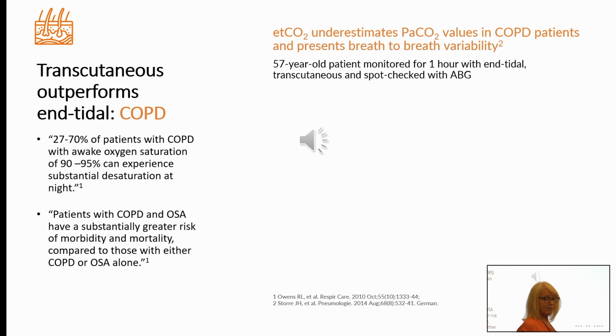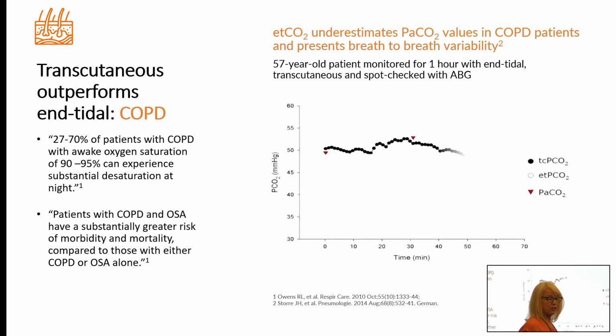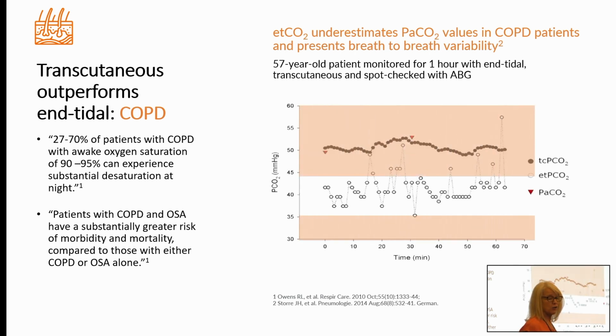Here we have a real-life example of a patient. It's a 1-hour tracing of a patient who has COPD. The dark line, hovering right around 50 millimeters of mercury, are going to be your transcutaneous data points. The white dots, ranging from 35 to 60, are your end-tidal measurements. We also have 2 arterial blood gases, and those are the red triangles in the beginning of the study and about halfway through. So this guy got a lot of blood gases in a short period of time. Hopefully he had an arterial line, right?